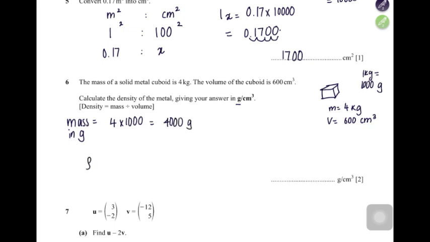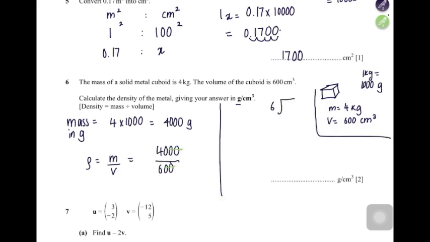Now density equals mass divided by volume. Mass is 4000 divided by 600. To do that, we can cancel these two zeros. 6 divided by 40. 6 times 6 is 36. We'll get 4.